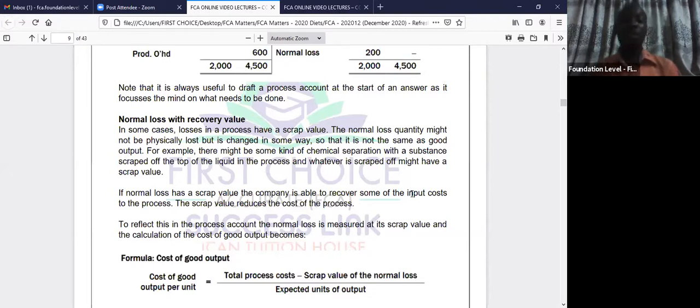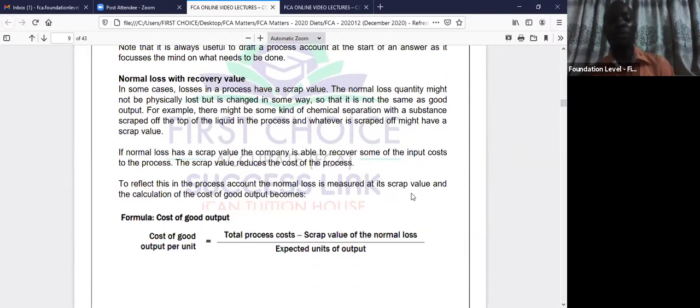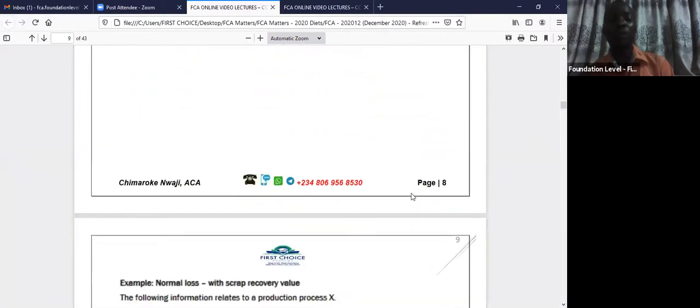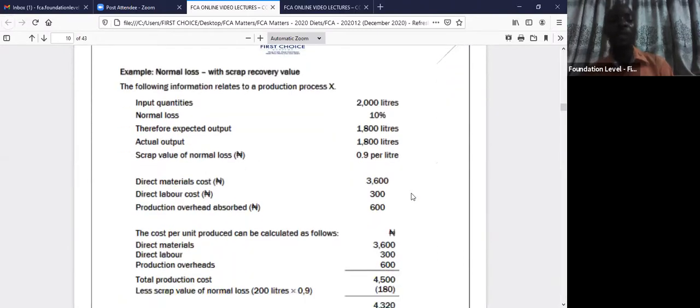Now, how do you value your good product? All you need to do is get the total cost in the process. Now, remove whatever you are going to recover from normal loss from the total cost. That will give you the remainder that will go to the good product. Now, divide it by the expected number of outputs. That will give you your output cost per unit. Let's say an example here, the same example we've been using before.